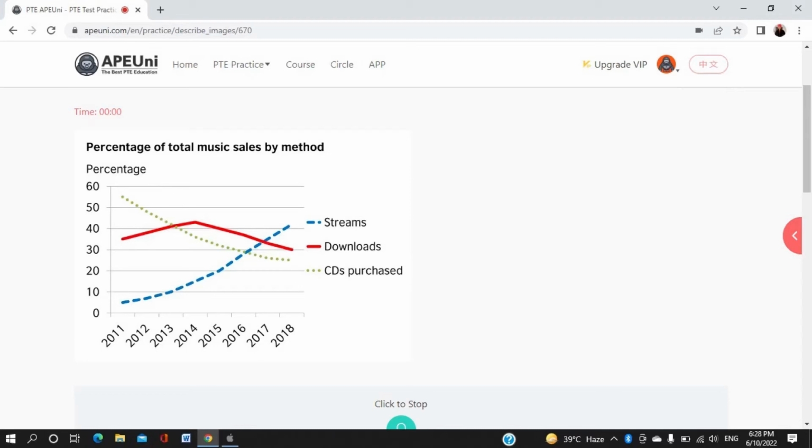There are lots of different elements in the image which are streams, downloads, and CDs purchased from year 2011 to 2018. One of the elements is maximum, whereas another one is minimum. There are lots of different trends, variations, and numbers in this image. The different numbers are 10, 20, 30, and 40. There are different colors such as blue, red, and black. To conclude, the given bar graph gives us information about the percentage of total music sales by method.